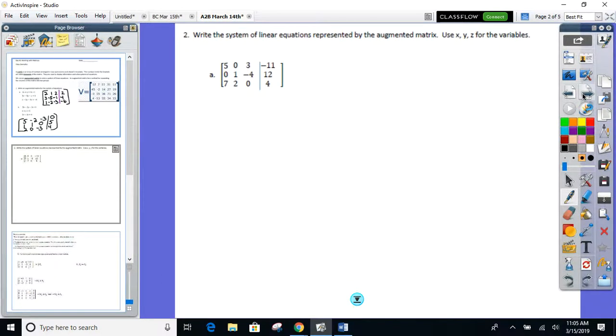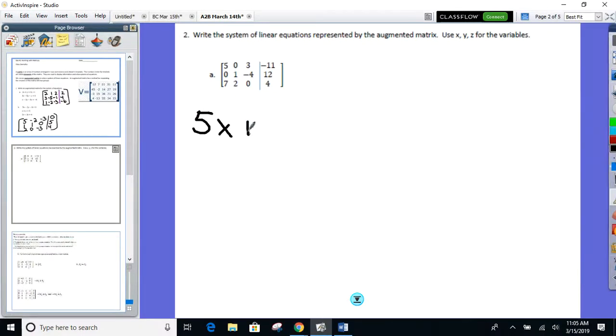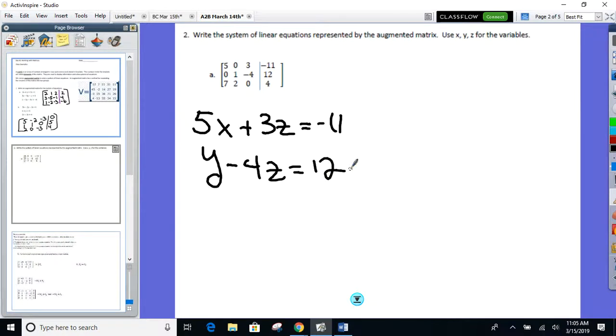Now, go backwards. I gave you the matrix, you give me the system. And then use X, Y, Z as variables. What do you got for the first equation? 5x plus 3z equals -11. Second equation. Y minus 4z equals 12. And the third equation. 7x plus 2y equals 4.